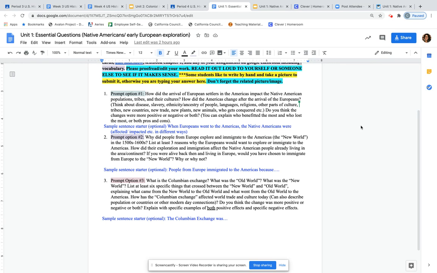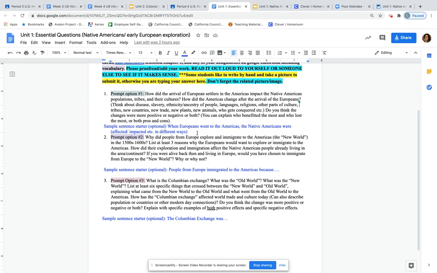There is a sample sentence starter there for you. Because this prompt is all about how Native Americans are affected by Europeans, this sentence starter is going to mirror that. When Europeans went to the Americas, the Native Americans were affected or impacted in different ways. And then all of your sentences after that are going to explain how were they actually affected, how were they impacted, choosing different parts of the things that we've discussed. And again, some sample ideas are listed in here in the parentheses. Okay. And then you want to make sure you wrap it up answering the last question of the prompt, giving your opinion on the pros and cons or positive or negative or who benefited, who suffered the most. And that's your whole paragraph, and you include a related picture.